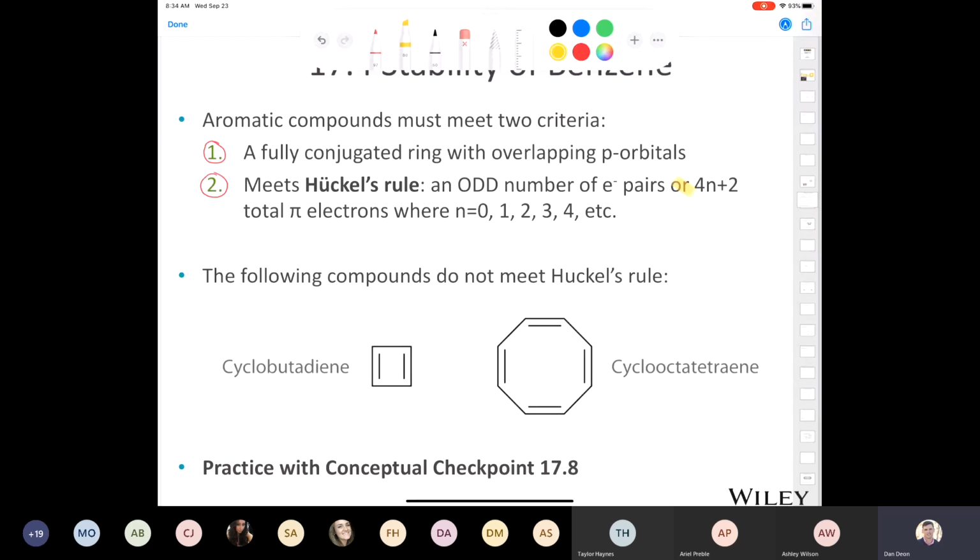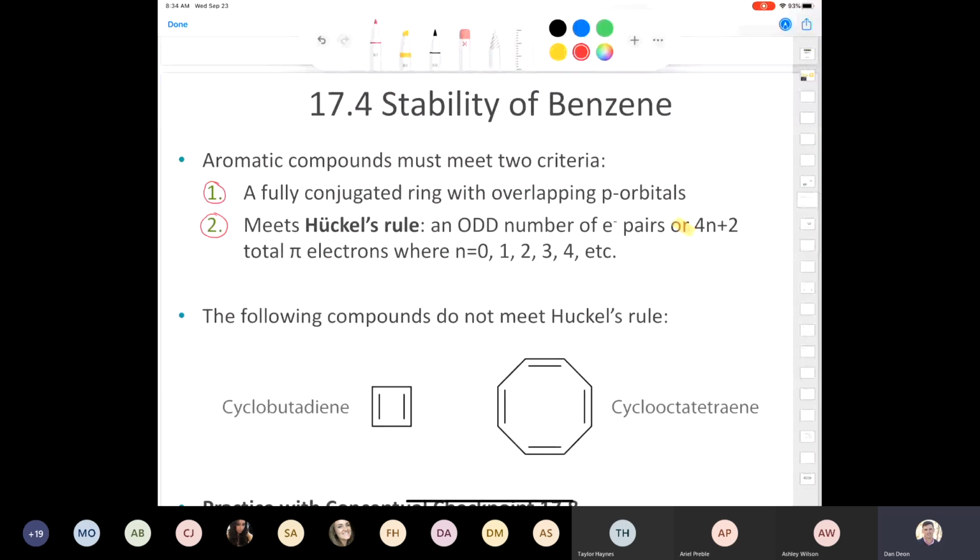Okay, so let's double check that benzene meets Huckel's rule. So first I'll draw the structure of benzene up here. Okay, so here's benzene. It's got 1, 2, 3 pi bonds. What does it say? An odd number of electron pairs. Here's a pair, here's a pair, here's a pair. That's 3 pairs. 3 is an odd number. What do you know? That meets Huckel's rule. Another way you could examine it is 4n plus 2 total pi electrons. How many total pi electrons are there in benzene? There is a total of 6 pi electrons in benzene.